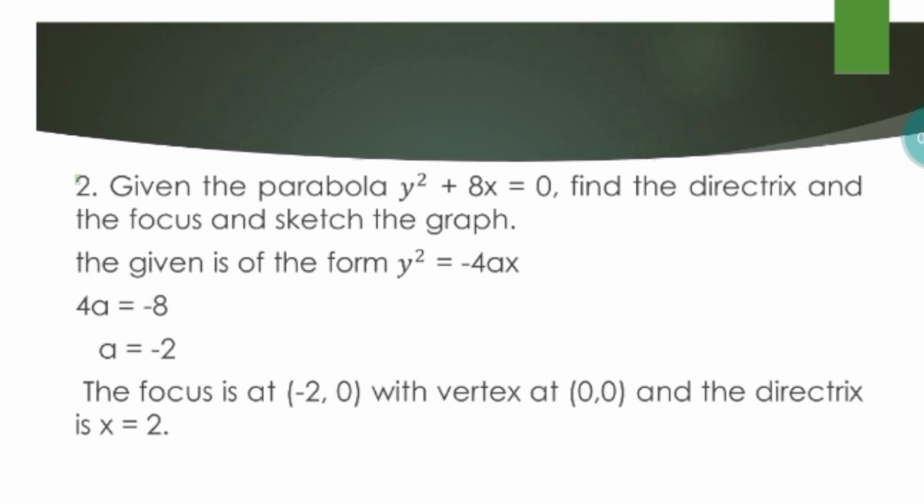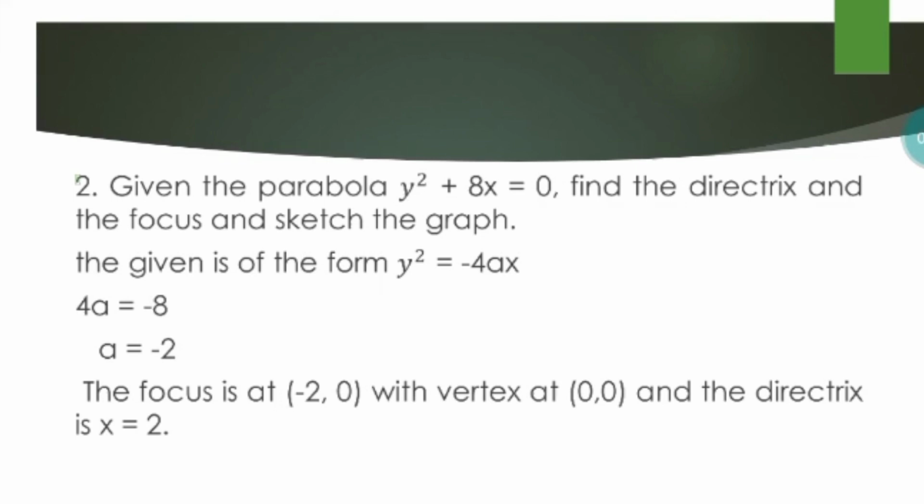Given the parabola y squared plus 8x equals 0, find the directrix and the focus and sketch the graph. Okay? The given is in the form y squared equals negative 4ax. Why negative 4ax? Because we find the additive inverse of positive 8x, which is negative 8x. So that's why it is something like this. Okay? So we have 4a equals negative 8.